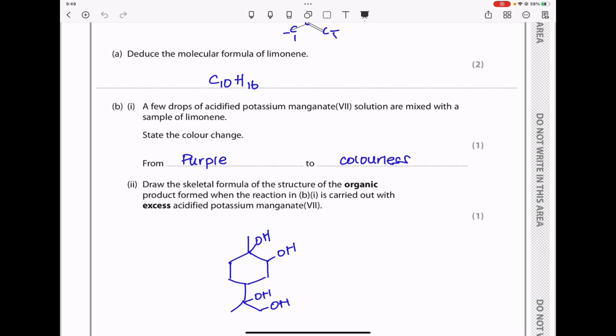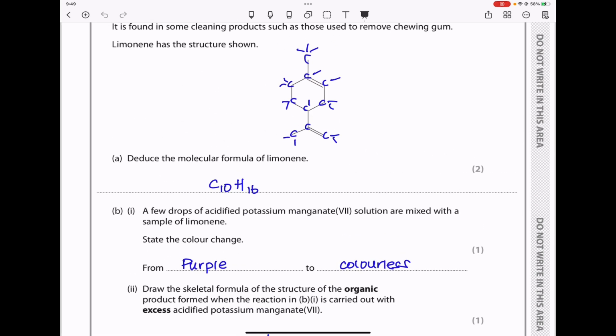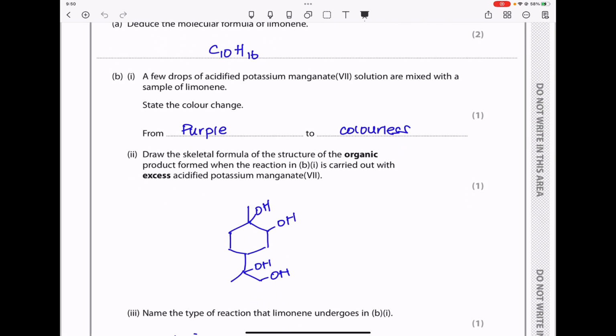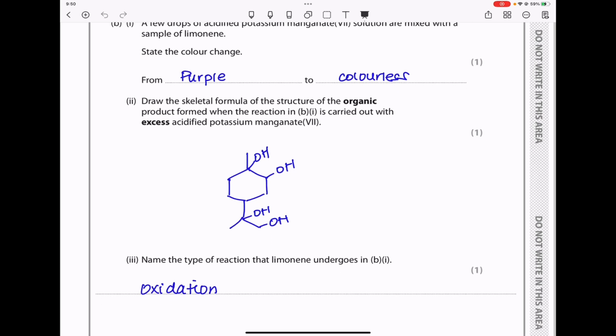Next, they say, draw the skeletal formula of the structure of the organic product formed when the reaction in B1 is carried out with excess acidified potassium manganate. When we use excess acidified potassium manganate, all the carbon-carbon double bonds are going to be converted to single bonds, as OH groups are going to be formed around each carbon. So we'll form an OH here, OH there, and OH there. So my answer here is this structure. We can see 4 OH groups are going to be formed.